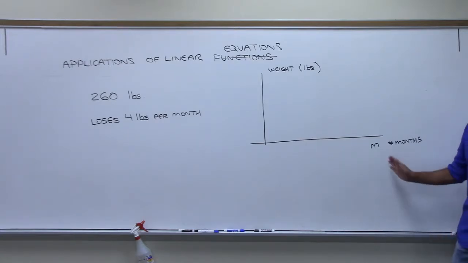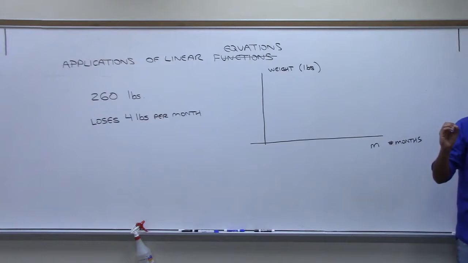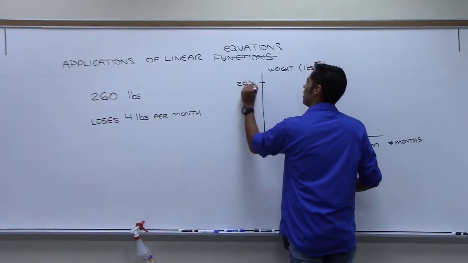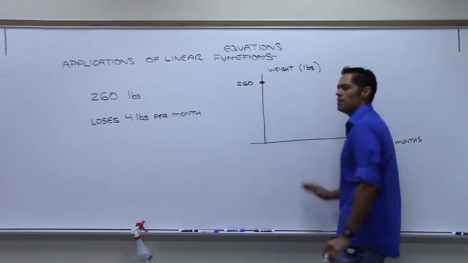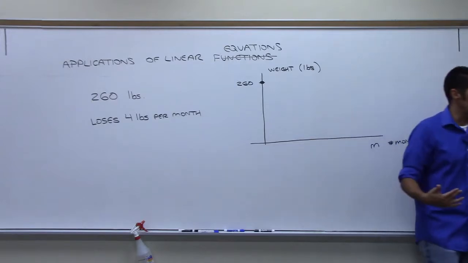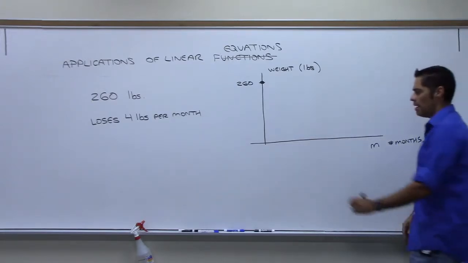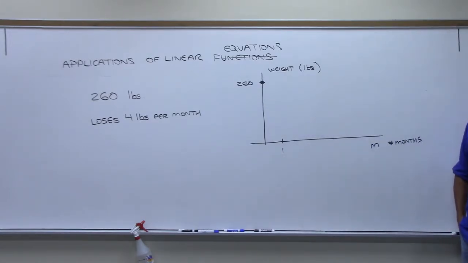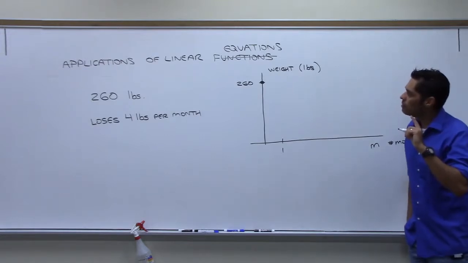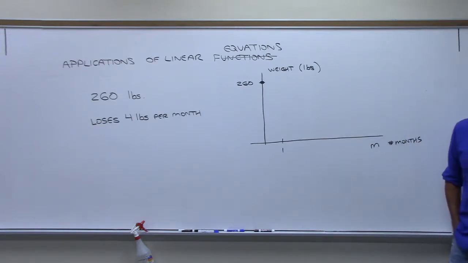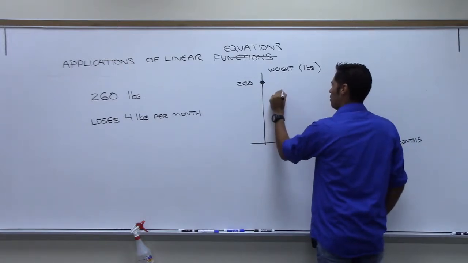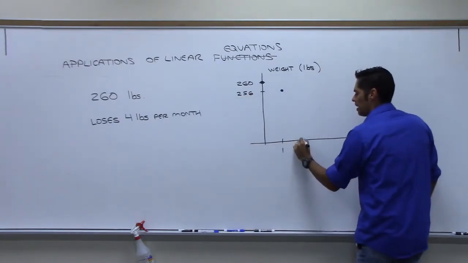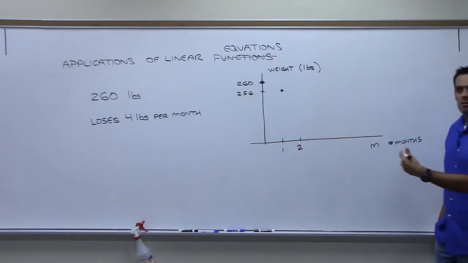So the question is, how much would he weigh at 0 months? 260, right? So I could mark out here 260, and I know that point represents where he started, what his weight was when he started. And then every month, after 1 month, it's going to drop down to what? He's losing 4 pounds per month, so 256 after 1 month. So he'd be down here, let's say this is like 256. And then after the second month, he loses another 4 pounds, right? So he would be at what?